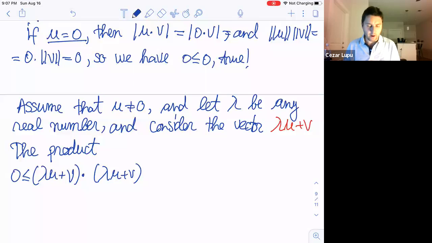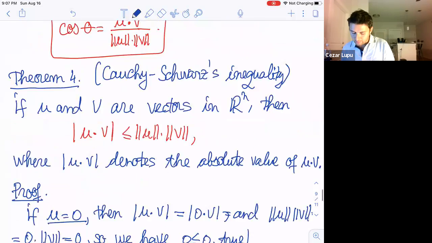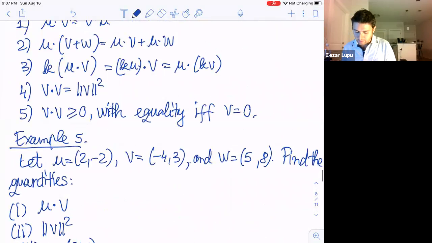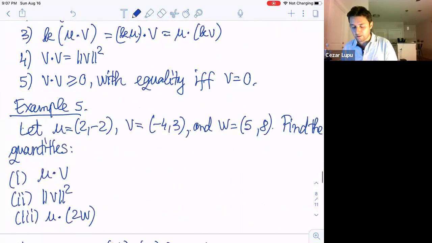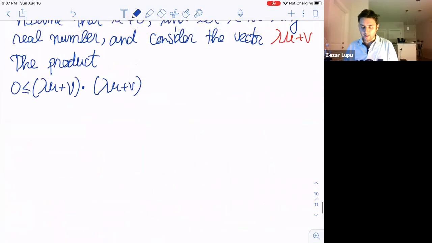we know that this is non-negative, right? Based on the properties that we saw above, just look at property number 4. The dot product between v and v is non-negative, with equality if v is the null vector. In other words, we dot lambda u plus v with itself, and this dot product will be non-negative. But on the other hand, if we compute this, it is just quadratic. And I'll leave it to you as an exercise to compute this.